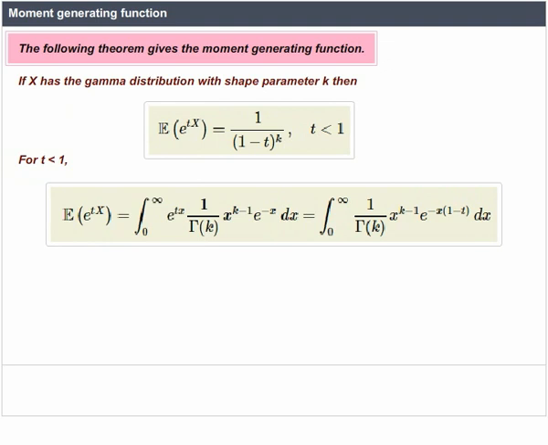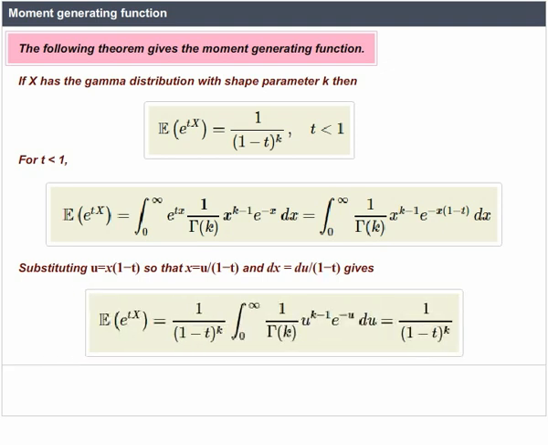dx. Substituting u = x(1 − t), so that x = u/(1 − t) and dx = du/(1 − t), gives E(e^(tX)) = 1/(1 − t)^k ∫ from 0 to ∞ of (1/Γ(k)) u^(k−1) e^(−u) du = 1/(1 − t)^k.